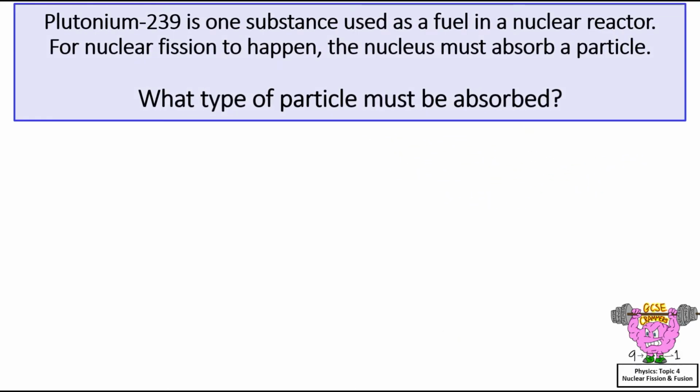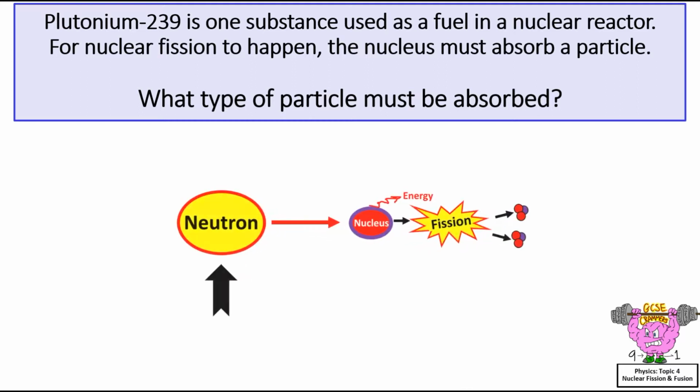Plutonium-239 is one substance used as a fuel in a nuclear reactor. For nuclear fission to happen, the nucleus must absorb a particle. Which type of particle must be absorbed? A neutron.